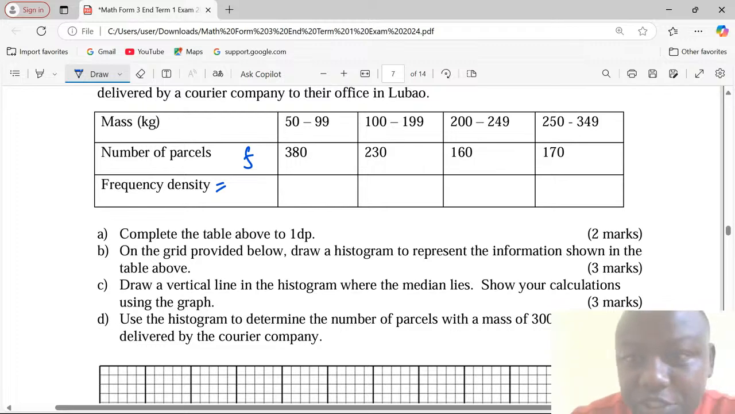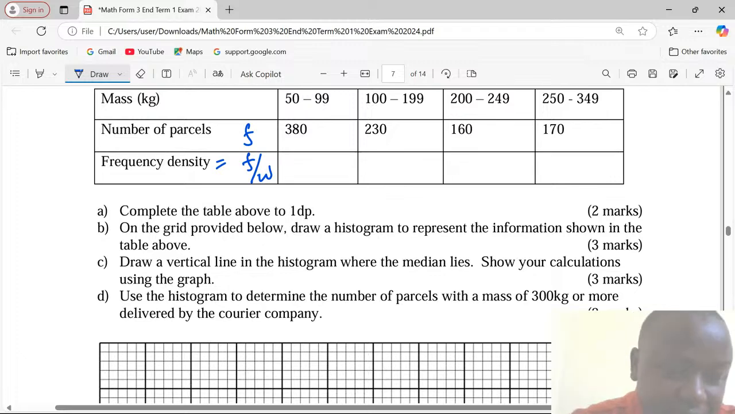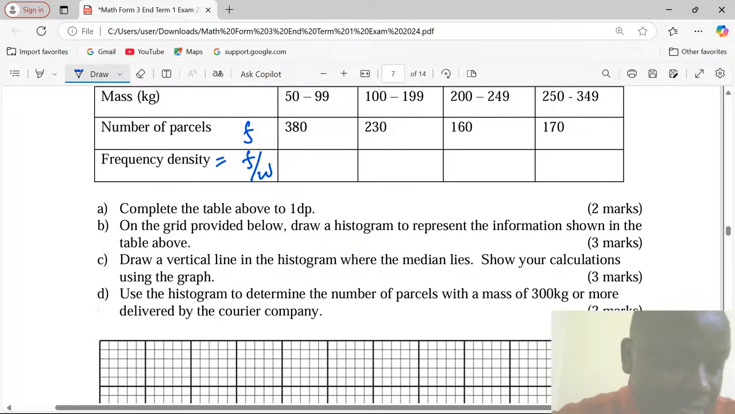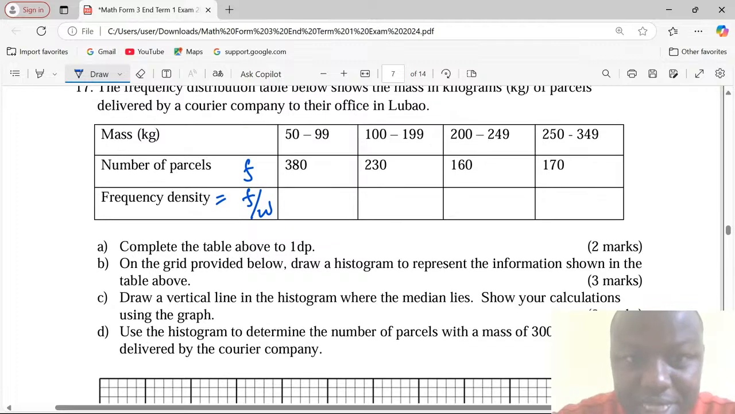Frequency density is usually given by frequency out of class length. Frequency over class length. So the first thing we are advised to do is to complete the table above to 1 decimal place. So we take each frequency and we divide it by the class length.